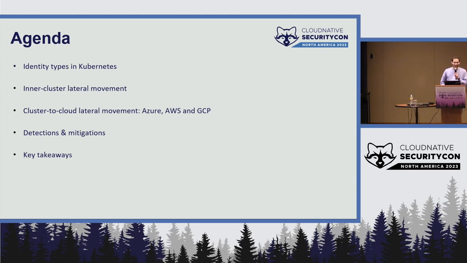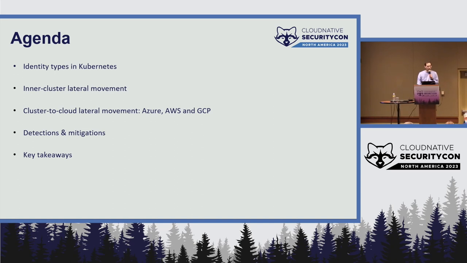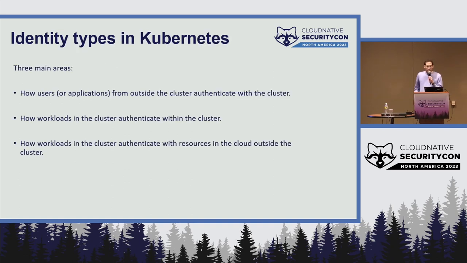So this is the agenda for today. We will start with talking about identities in Kubernetes. Then we will talk about inner cluster lateral movement. We will speak about cluster to cloud lateral movement in the various cloud providers. Then we will talk about detections and mitigations, and then we will have some key takeaways. So let's start with an overview about identities in Kubernetes.